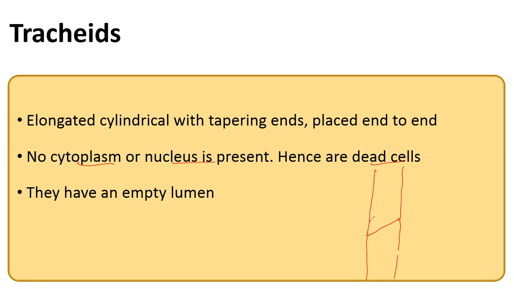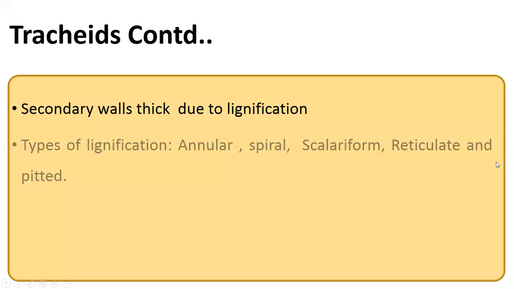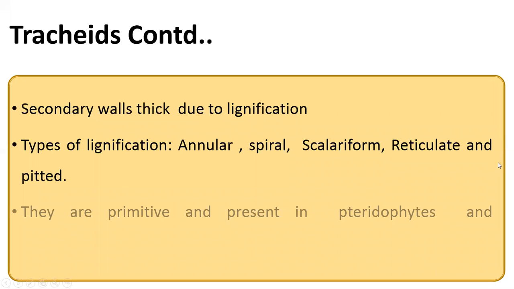And the entire cell wall has a deposition of lignin. This is an important characteristic of tracheids. The secondary wall is thicker due to lignin deposition, and we call that process lignification. Now, based on how the lignin is deposited, we have different types of tracheids: annular, spiral, scalariform, reticulate, and pitted. These are the different types.